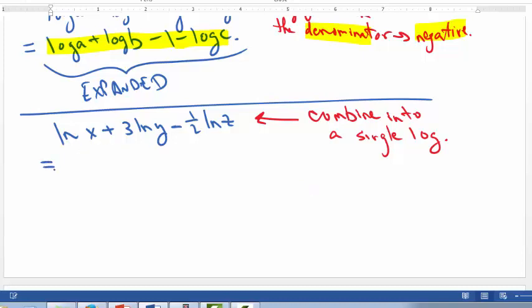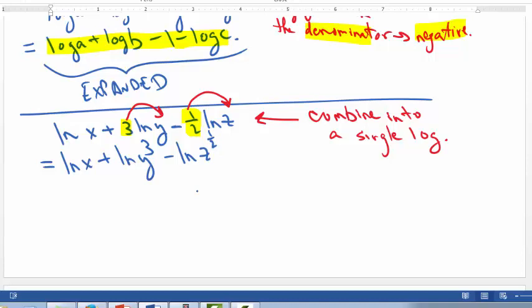The first thing you want to do is recognize, hey, I have a 3 and a 1/2 out front of those two logs. Where would those have come from? Those would have come from the power rule. They would have been powers of y and z: 3 would have been the power of y, and a half would have been the power of z. So the first thing I'm going to do is put them back in their power position. Write them as ln of x plus ln of y to the third minus ln of z to the half.